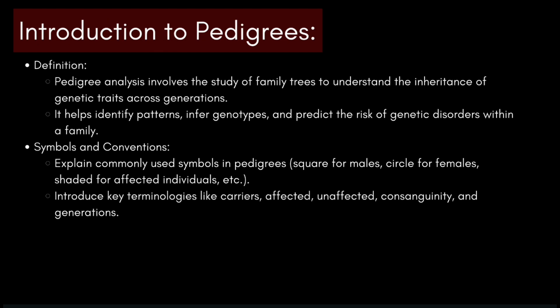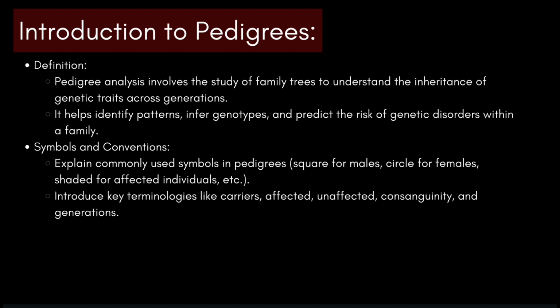Moving on. Next, we're going to be talking about pedigrees. Pedigree analysis involves the study of family trees to understand the inheritance of genetic traits across generations. It helps identify patterns, infer genotypes, and predict the risk of genetic disorders within the family. Symbols and conventions commonly used are that squares represent males, circles represent females, shaded represents affected individuals, etc. Key terminologies include carriers, affected, unaffected, consanguinity, and generations.